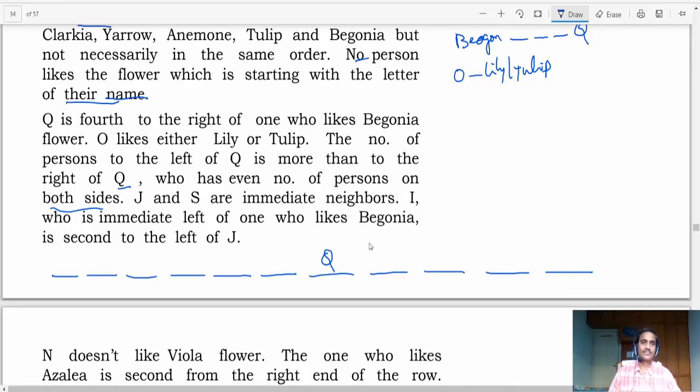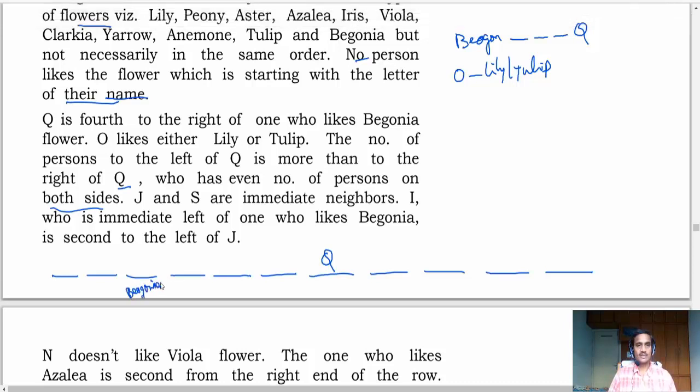Q is 4th to the right of begonia. 4th to the right of begonia, so where is begonia? Begonia must be at the 3rd place. Begonia is here. Begonia is at the 3rd place. Clear? Now if begonia is at this place, then what is the next information we have? Even number. J and S are immediate neighbors of each other. J and S are adjacent to each other in any order.